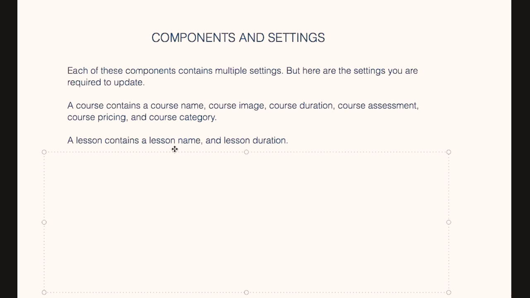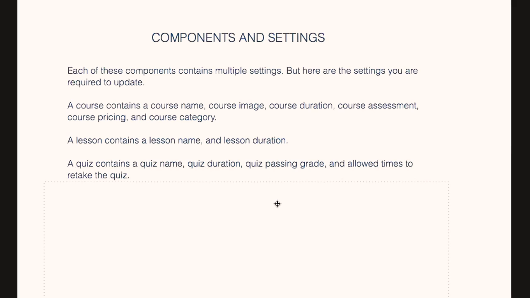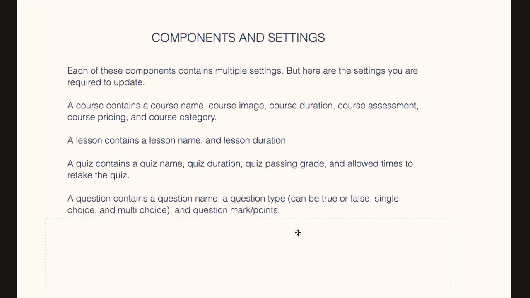So a lesson will contain a lesson name and lesson duration. And those are the two things you have to update for each lesson. For a quiz, you have to update the quiz name, the quiz duration, the quiz passing grade, and how many times people are allowed to retake the quiz. When it comes to questions, you have to update the question name, the question type, and the question points.